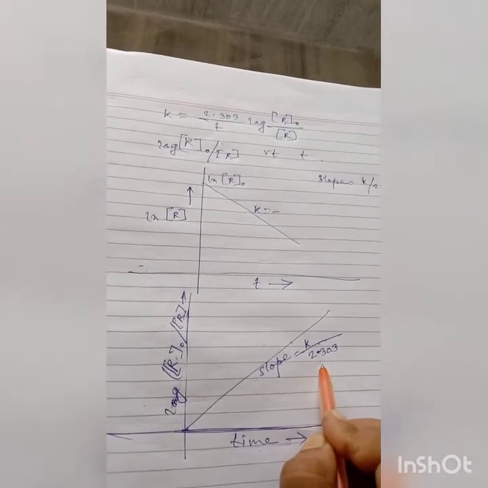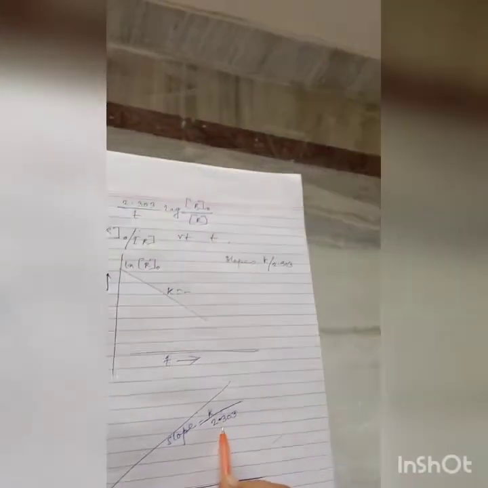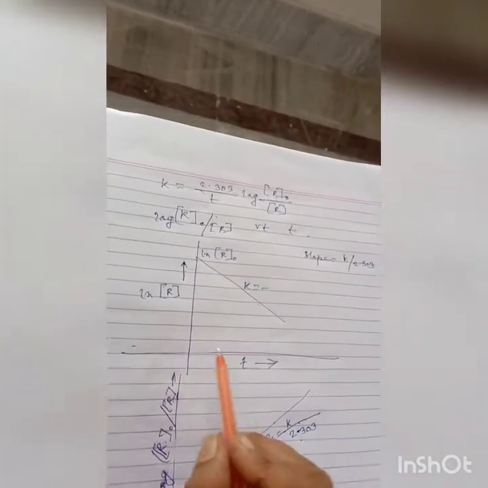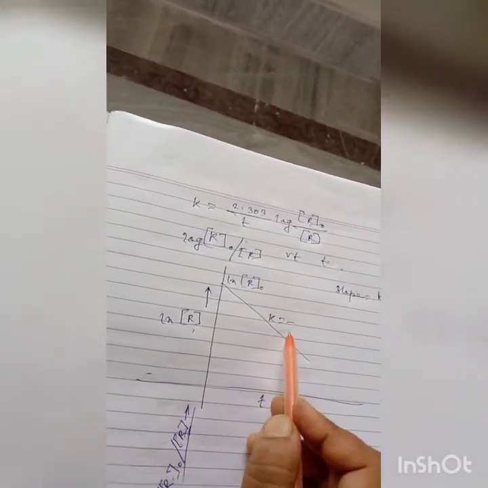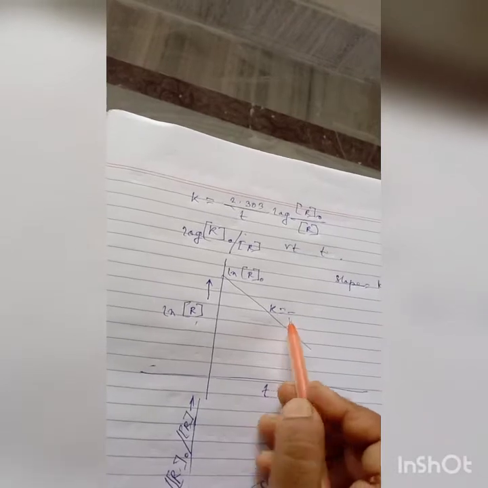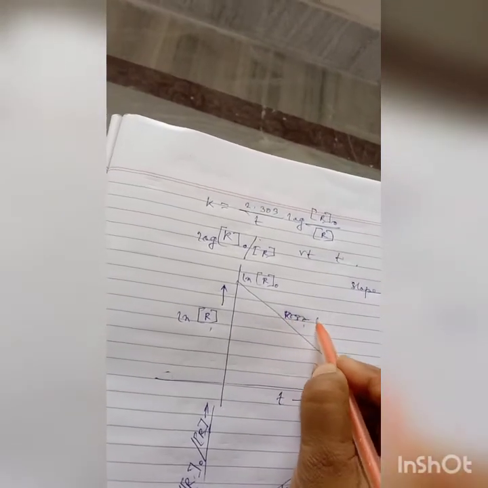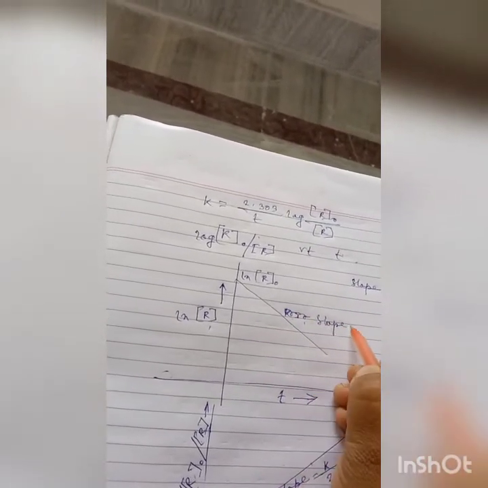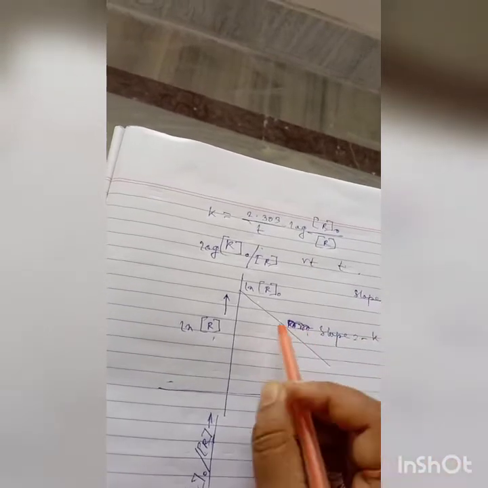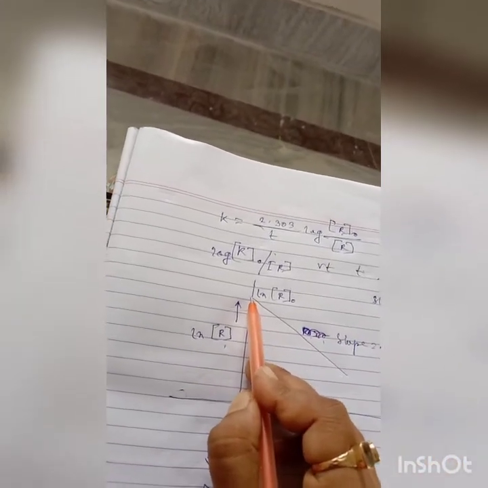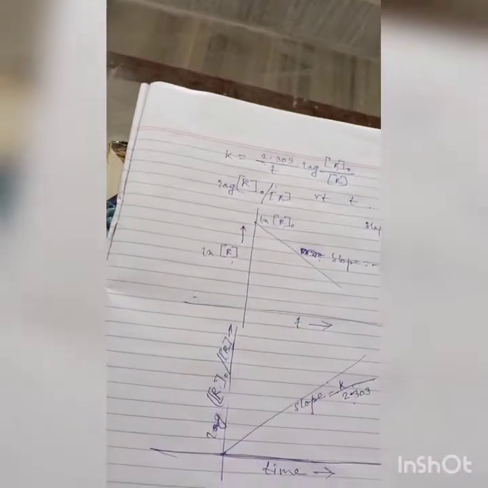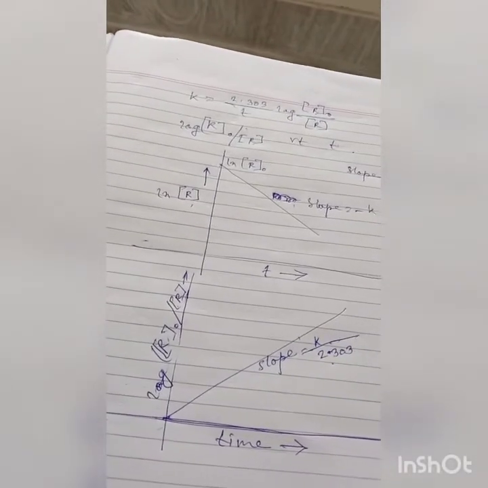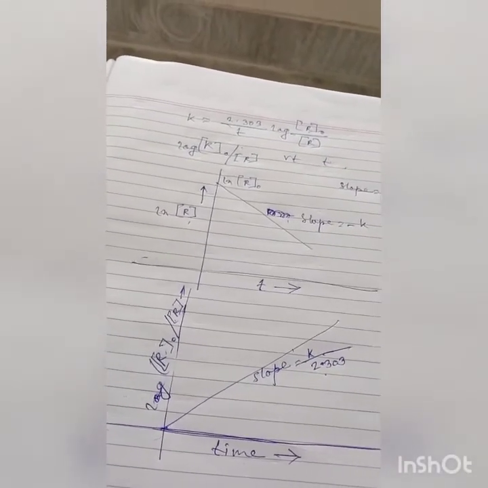And for the first order reaction, if we plot t versus ln R, then we get slope equal to minus k, and intercept equal to ln R0. This is the graphical representation of a first order reaction.